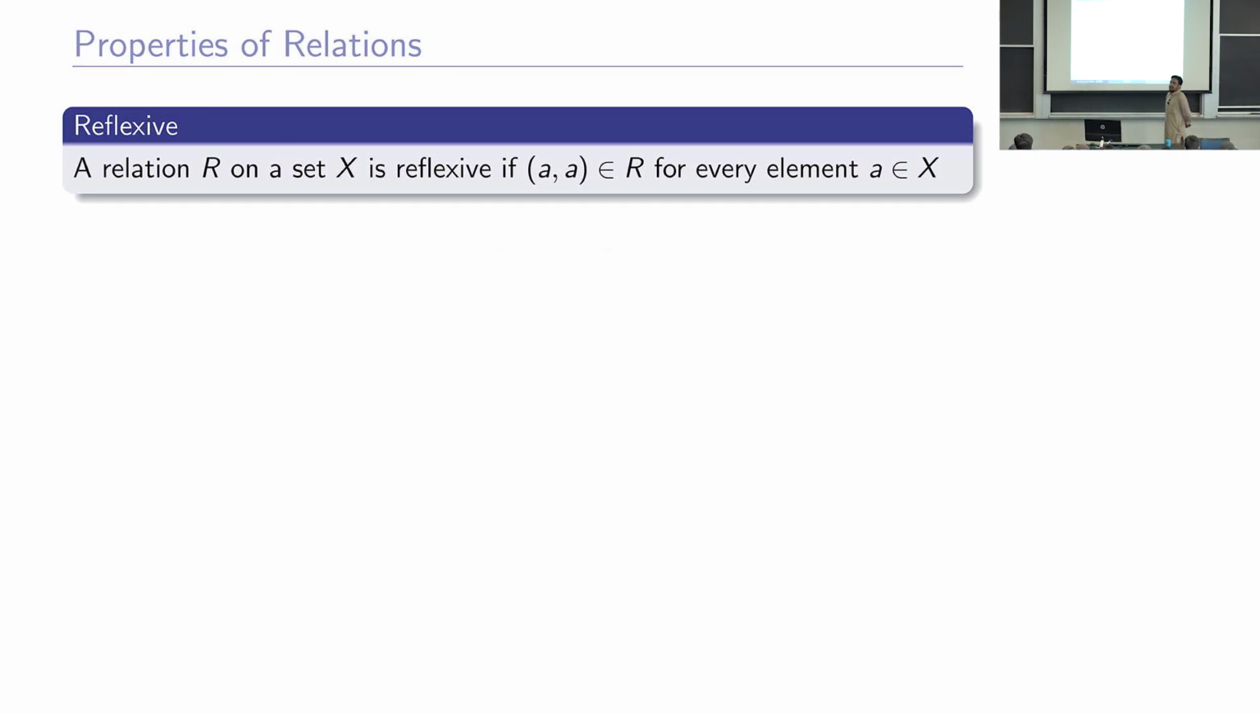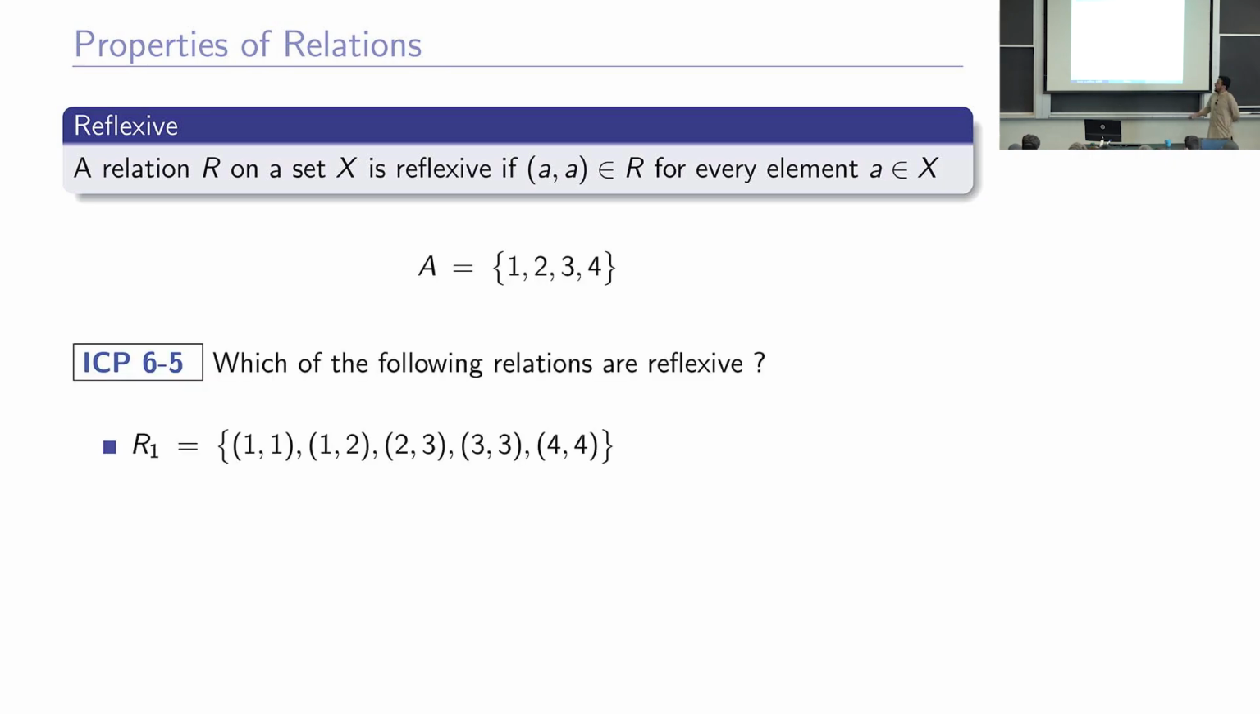We say a binary relation is reflexive. A binary relation on a set X is called a reflexive relation if for any element a in X, it is related to itself, right? So if (a, a) is in R for every element a in X, then we say that the relation is reflexive.